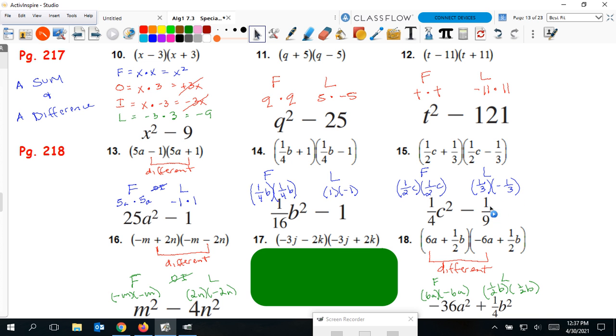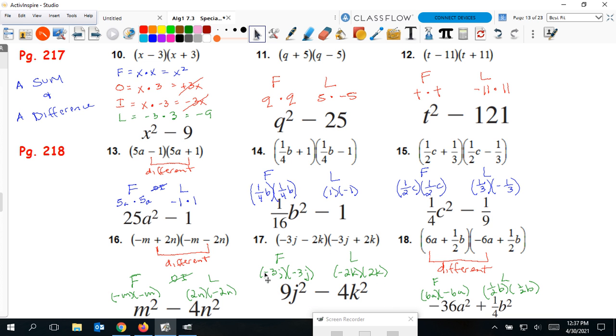So it's a 1/9. And then for number 17, on this one we're going to do our first terms with those j's. Negative 3j times negative 3j is a positive 9j squared. And then for the last ones, negative 2k times positive 2k, so that's a negative, and it's going to get 4k squared for that.